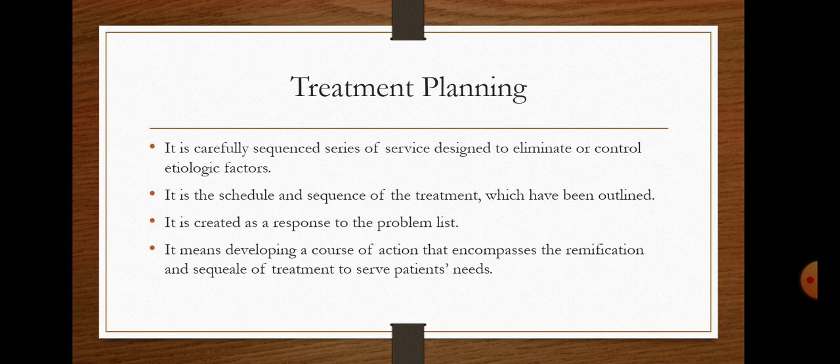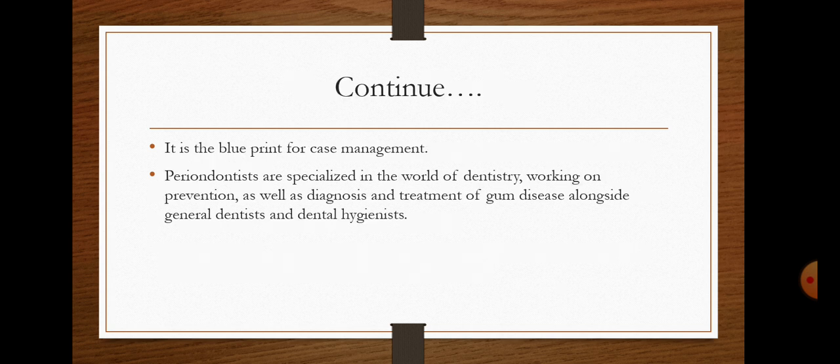Treatment planning. It is a carefully sequenced series of services designed to eliminate or control etiological factors. It is a schedule and sequence of the treatment which has been outlined. It is created as a response to the problem list. It means developing a course of action that encompasses the ramifications and sequelae of treatment to serve patients' needs. It is the blueprint for case management. Periodontists are specialized in the world of dentistry, working on prevention as well as diagnosis and treatment of gum disease alongside general dentists and dental hygienists.